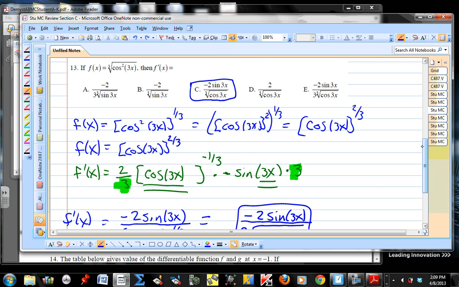So this is an exercise in practicing your rules, paying attention to detail, and again, just doing enough simplifying to make our answers match the multiple choice options.